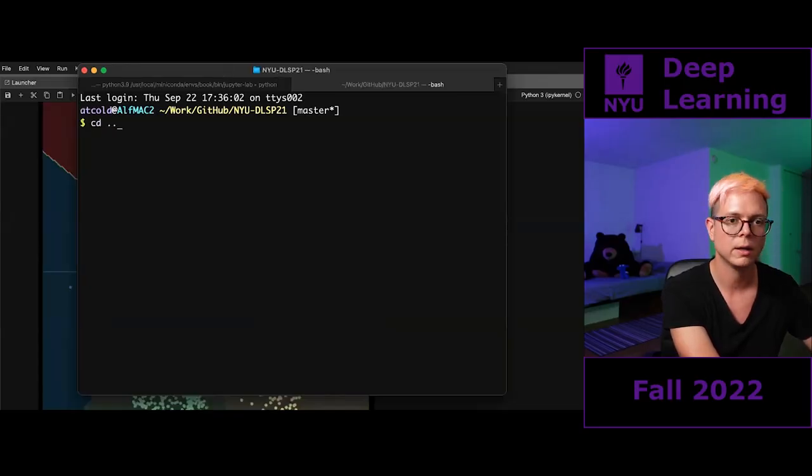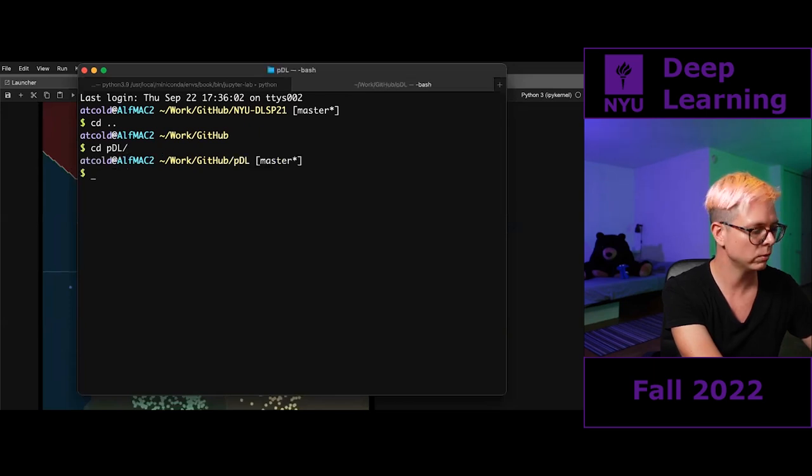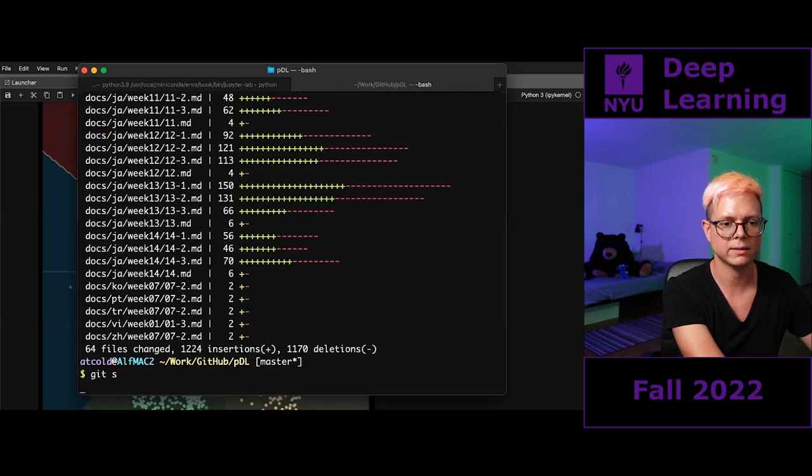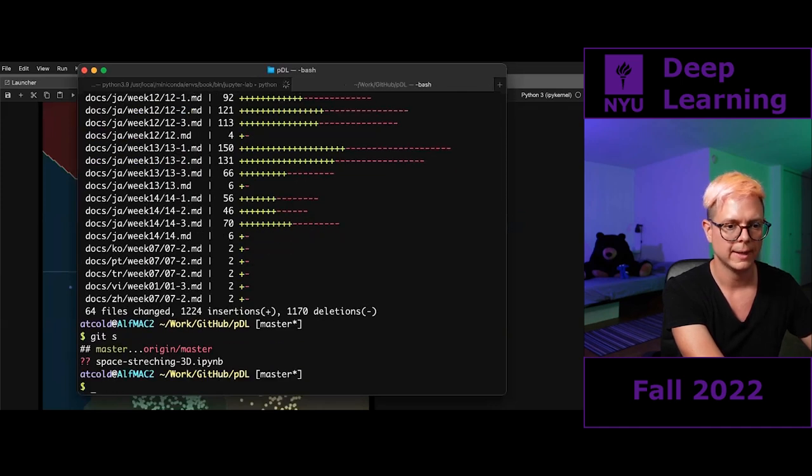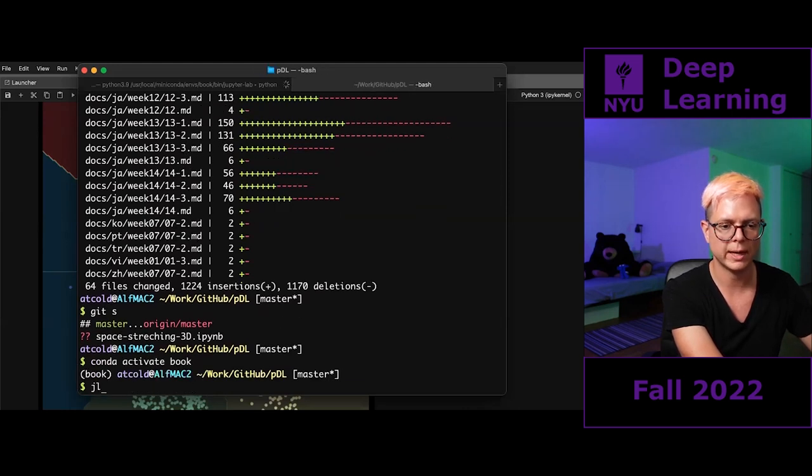Then I will cover the other notebook, which is very simple. It's not going to require too much effort. It's going to be exactly the same, but for regression. So we go in the PDL, cd PDL. Then I do git pull, maybe. I don't know. Yeah, git status. Okay, it looks good. And then we do conda activate book, and then we do JupyterLab.